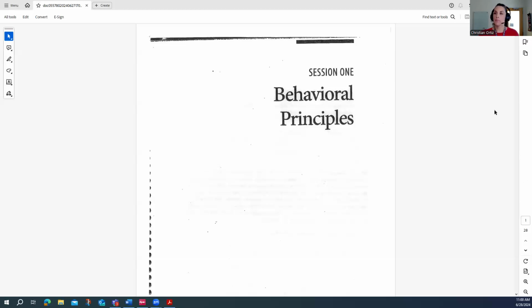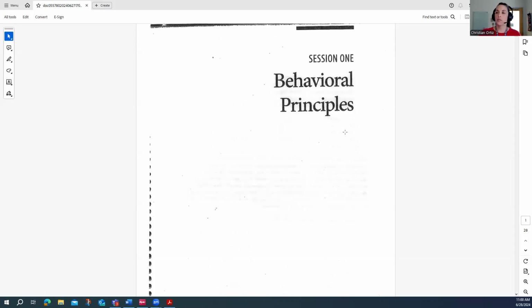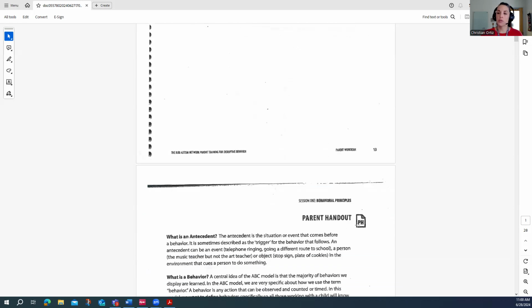And you guys also should have access to this packet that will be provided to you by the Health Builders team. Okay. All right. Here we go. So here is just the first page, behavioral principles.